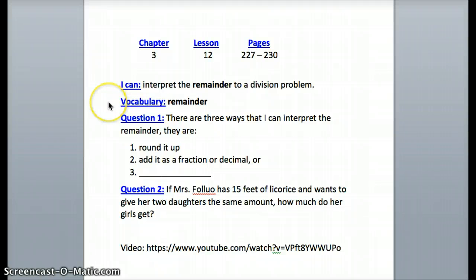Our vocabulary is remainder. Question 1, there are three ways that I can interpret the remainder. They are 1, round it up, 2, add it as a fraction or a decimal, or 3, and you'll have to figure that out. Question 2, if Mrs. Folio has 15 feet of licorice and wants to give her two daughters the same amount, how much do her girls get? And then we are going to watch this video.